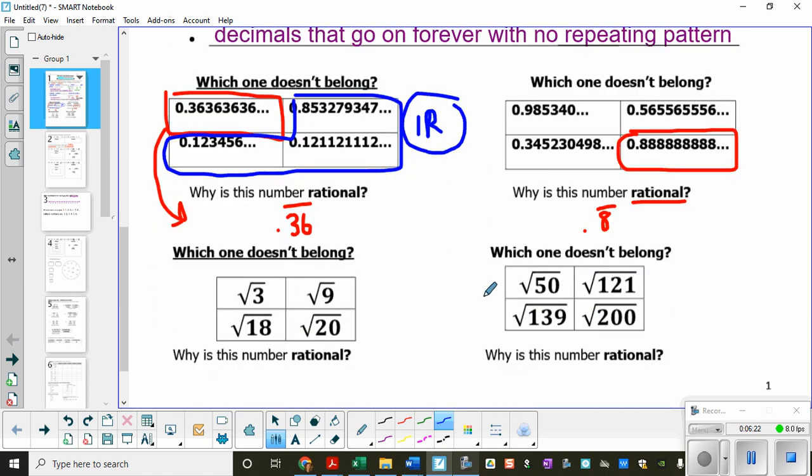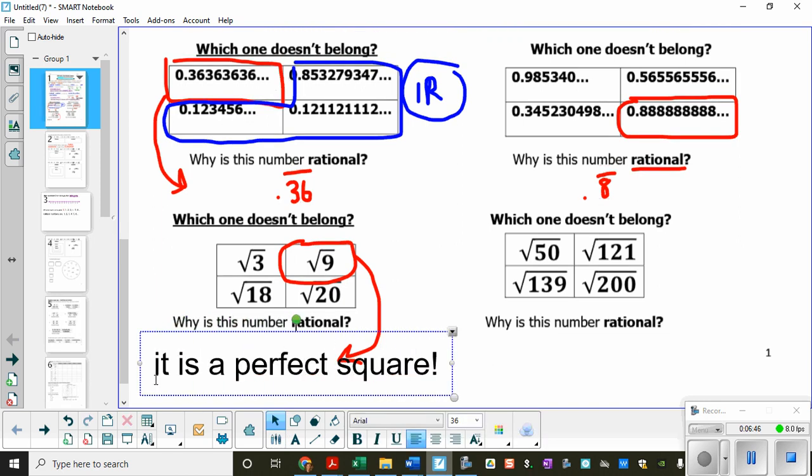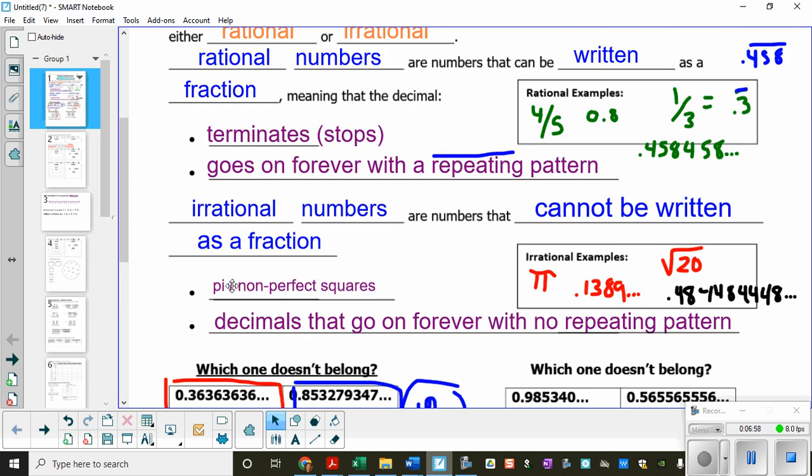All right, now down here, which one doesn't belong? So we've got the square root of 3, the square root of 9, we've got the square root of 18, and the square root of 20. So only one of these doesn't belong with the rest, and it's this one, because it's a perfect square. So why is this number rational? Well, it is a perfect square. So perfect squares are rational, okay? And then anything that is not a perfect square is irrational. And that's what I had back up here. If it's a non-perfect square, it's irrational.